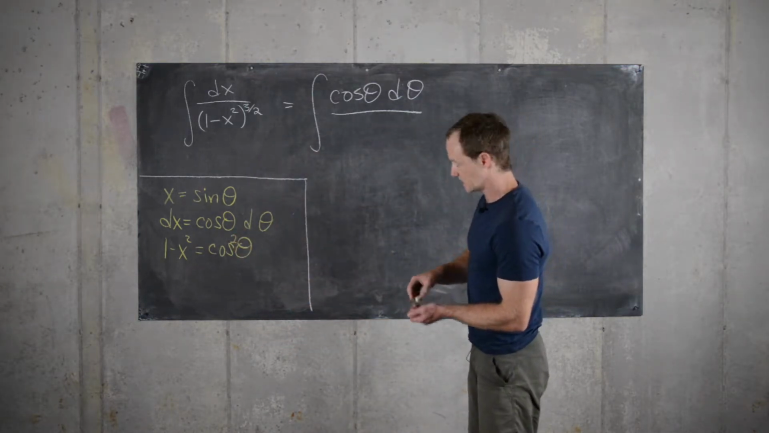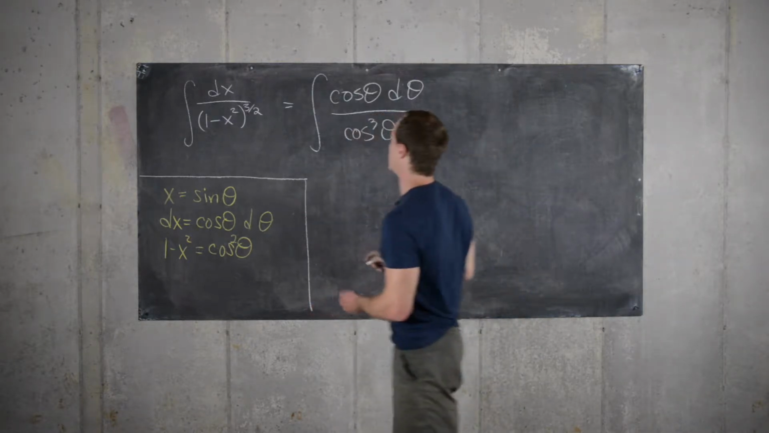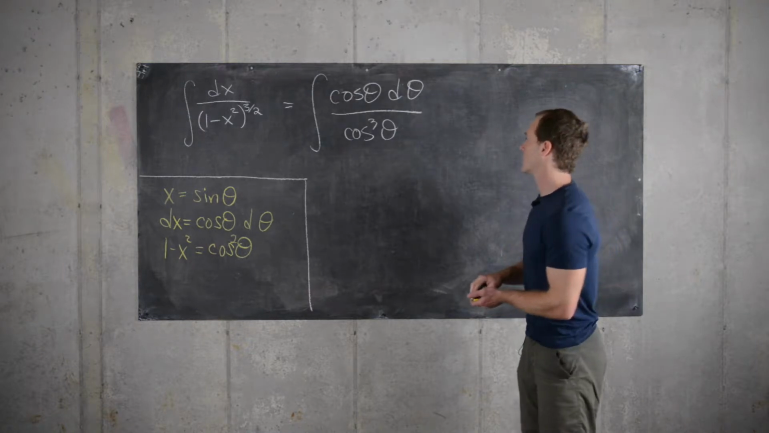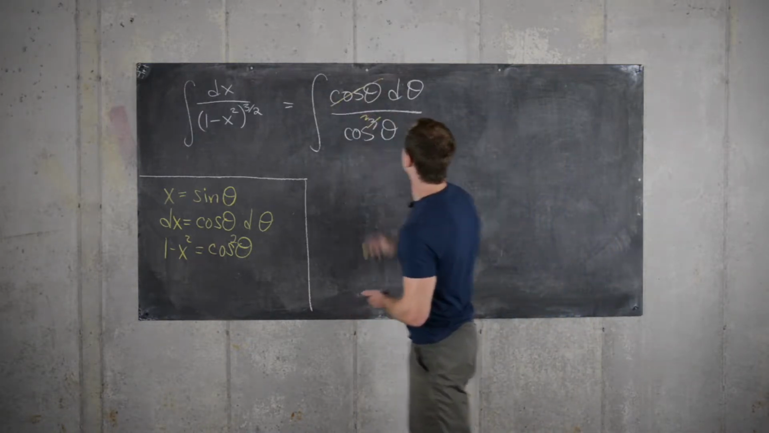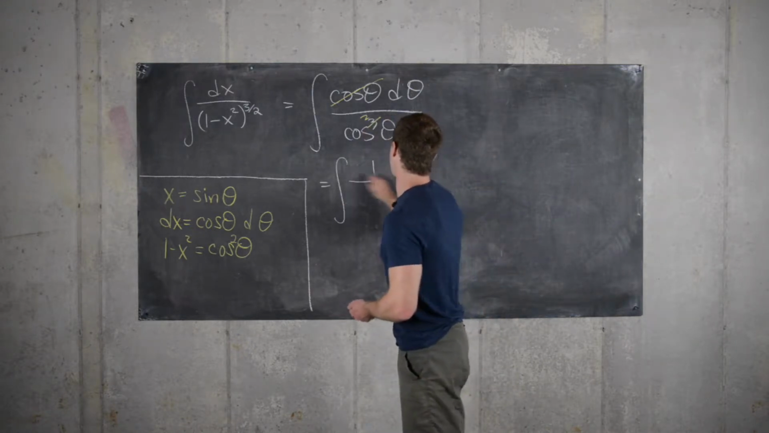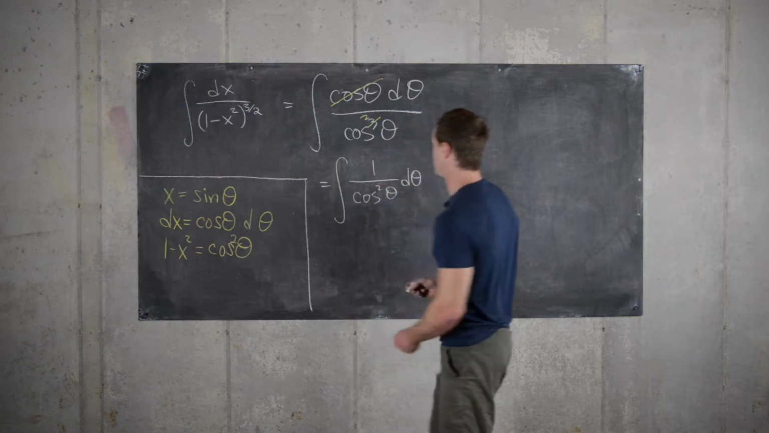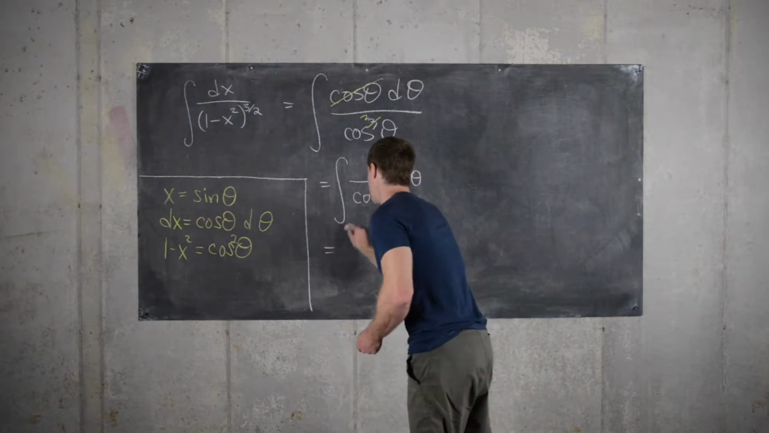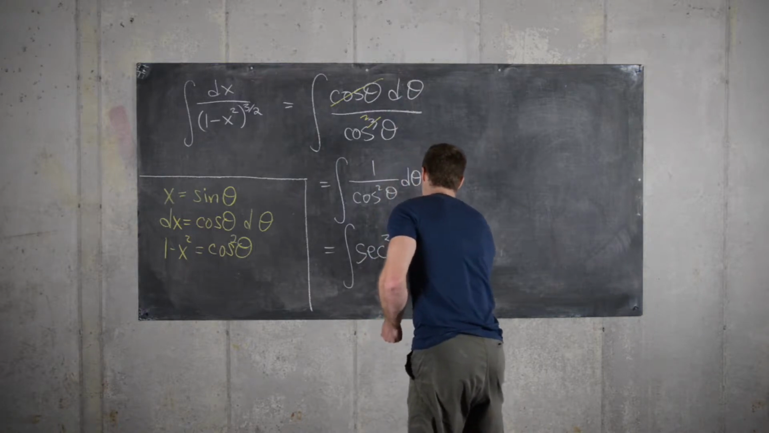So that's going to give us cosine cubed theta in the denominator. Okay, so now this can cancel, and that leaves us with the integral of 1 over cosine squared theta d theta, which is the integral of secant squared theta d theta.